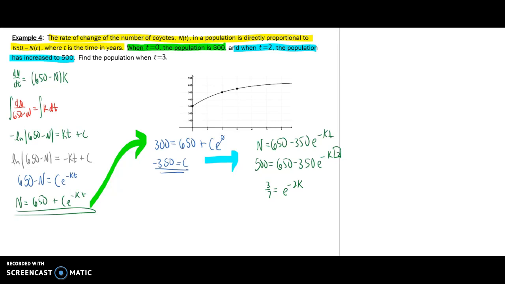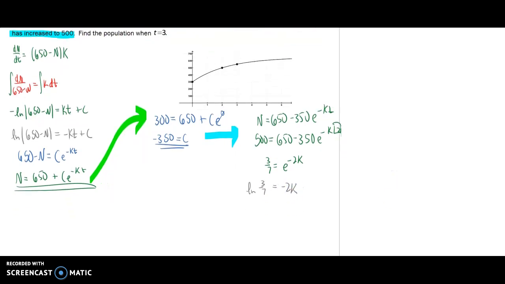Stuck in this form, we can convert to natural logs or take the natural log of both sides. Ends up doing the same thing for you. Natural log of 3/7 equals negative 2k. Divide both sides by negative 2 or multiply by negative 1/2, and we get that k is equal to negative 1/2 times the natural log of 3/7, and then I would store that in your calculator as k. We have everything we need to know about this equation.